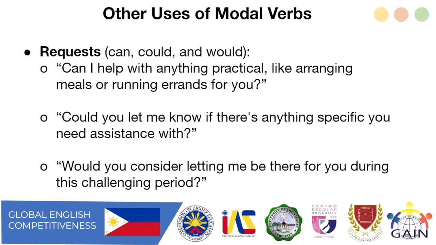We also have requests. You can use can, could, and would. For example, can I help with anything practical, like arranging meals or running errands for you? Another example, could you let me know if there is anything specific you need assistance with? Our last example, would you consider letting me be there for you during this challenging period?